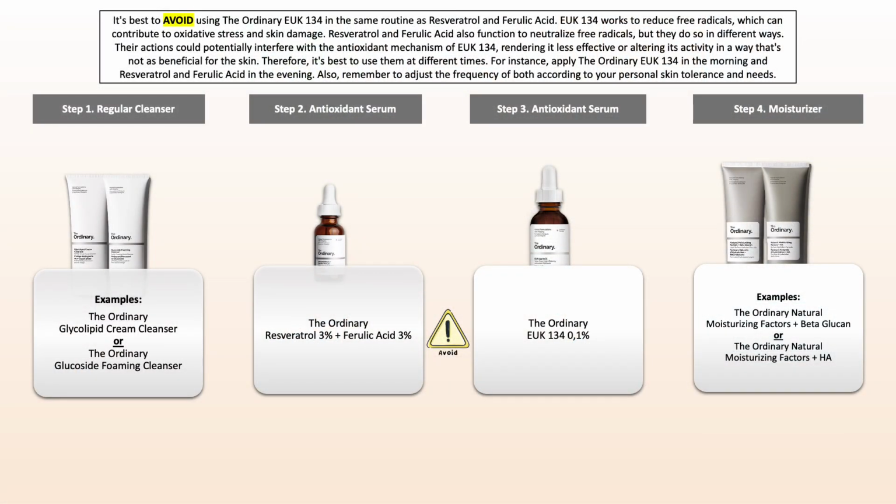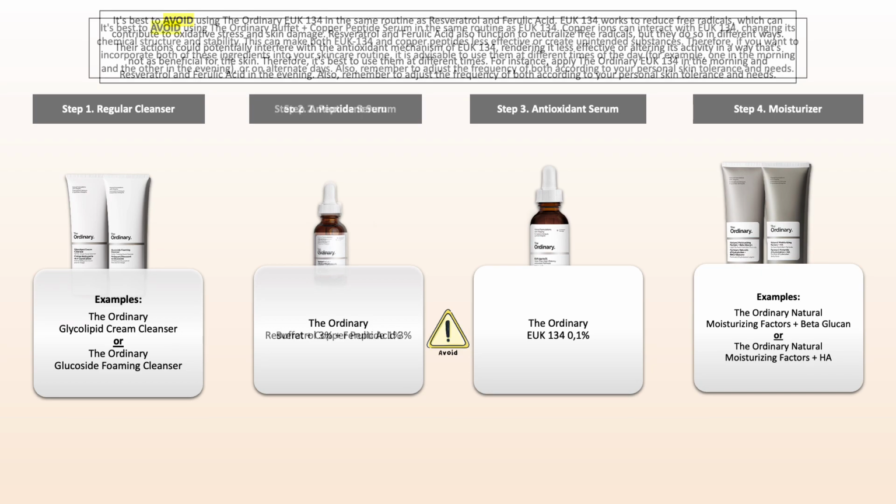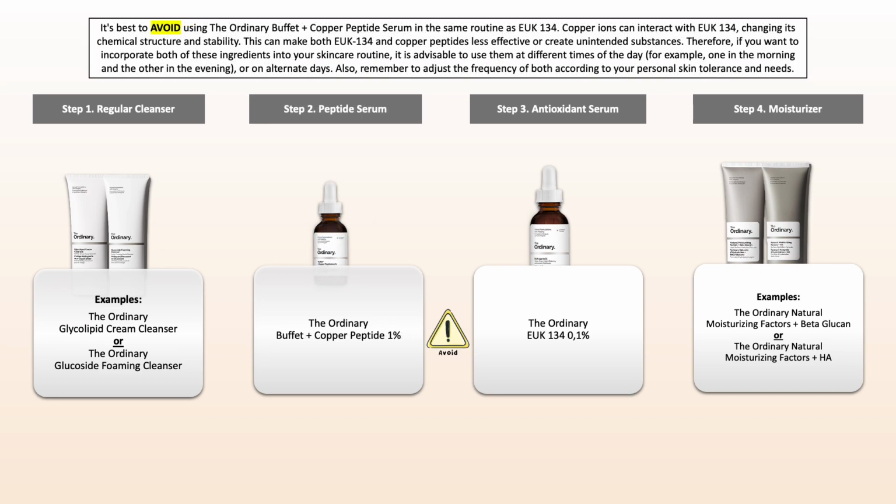Now, in addition to those conflicts, please make sure to not use EUK with The Ordinary resveratrol and ferulic acid, as you can potentially lose the benefits of both. So therefore keep them separate, or just use one antioxidant serum, as well as The Ordinary Buffet plus copper peptides, or any product that contains copper peptides, as it can interact with EUK. Those would be the treatments that, if you have them at home, you want to use in separate routines when using The Ordinary EUK.